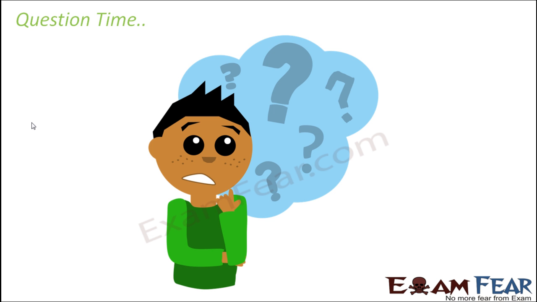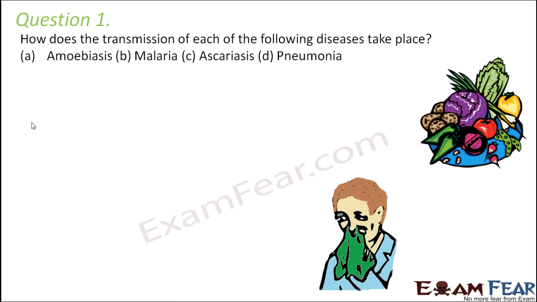So now that we have reached towards the end of this lesson, let us quickly look at some of the questions. Question number 1. How does the transmission of each of the following diseases take place? Amoebiasis, malaria, ascariasis and pneumonia.